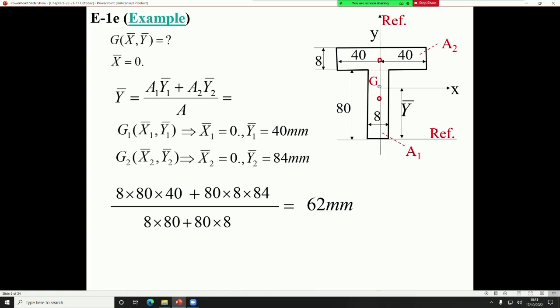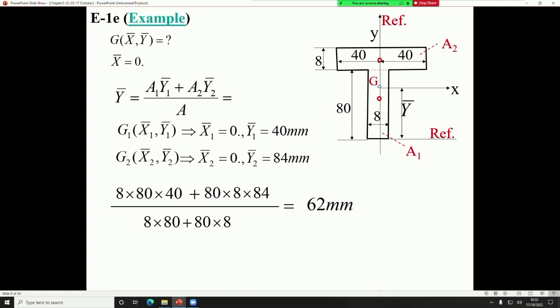But why are we finding the center of gravity? Because if this beam with this T section is subject to bending, it always bends about its neutral axis, which I explain in future lectures. And the neutral axis always passes through the center of gravity, the centroid, of this section. I repeat, if this T section is subject to bending, it always bends about its neutral axis.